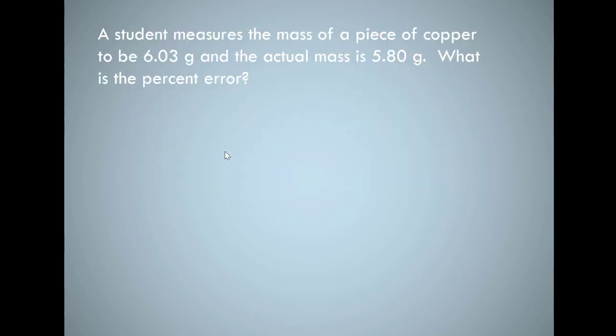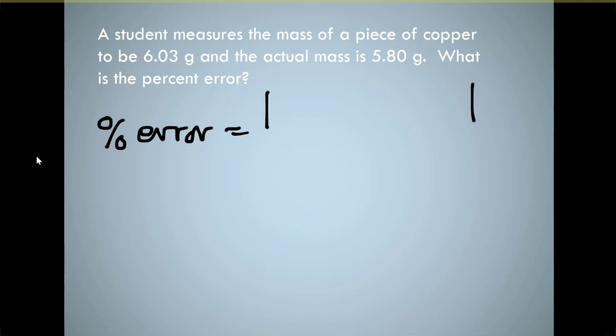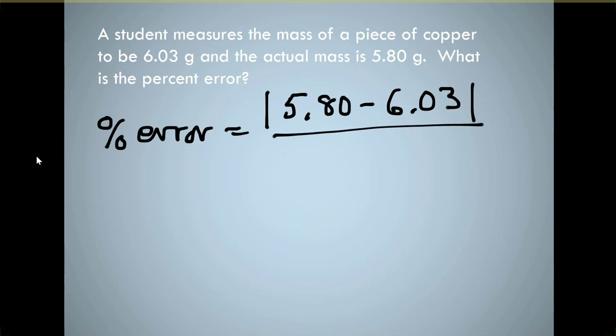A student measures the mass of a piece of copper to be 6.03 grams and the actual mass is 5.8 grams. What is the percent error? So in that formula, the value you're supposed to get appears twice. This is the percent error that we're figuring out. So we take the absolute value, and absolute value just means if you end up getting a negative, just make it positive. So the difference between what you should get minus what you got, and divide by what you should get, and again multiply by 100.